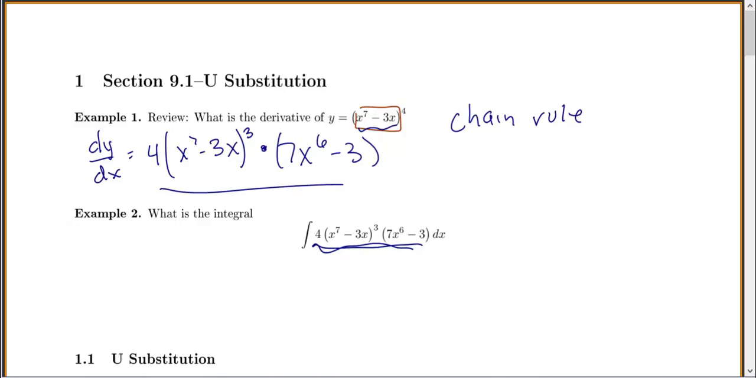To start with, if I look at this, notice it is 4 times x to the 7th minus 3x, cubed, times 7x to the 6th minus 3. It's the same thing as what I have right here. Since I just barely took that as a derivative, I know that what I started with was x to the 7th minus 3x to the power of 4. And every time I take the integral, I need to add on the plus c.